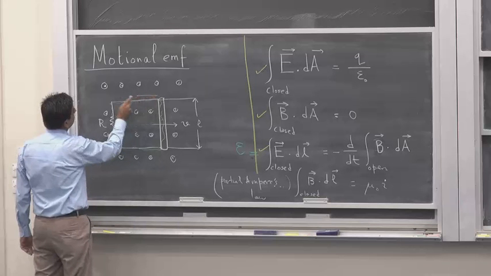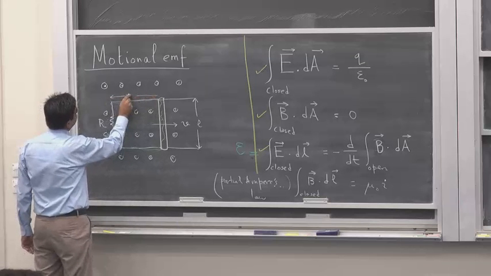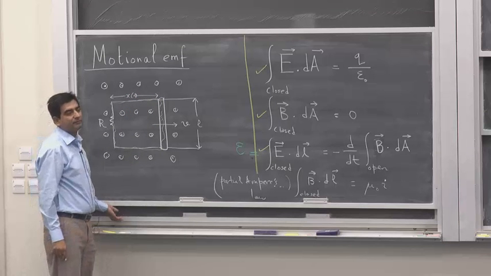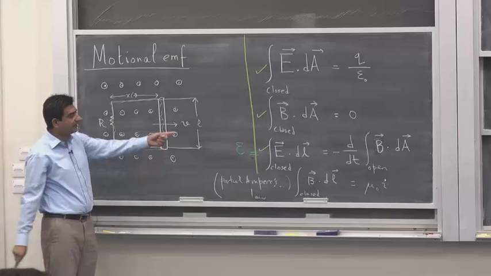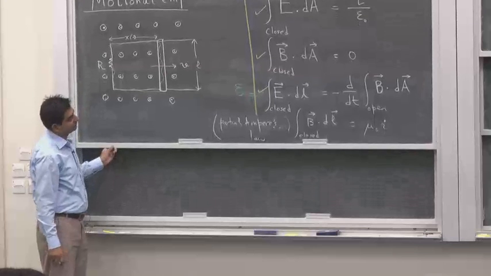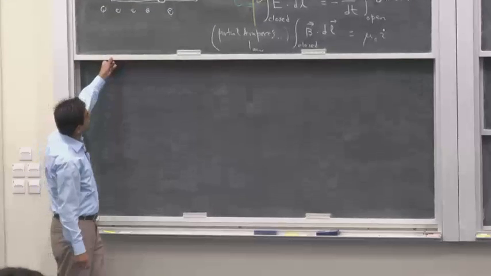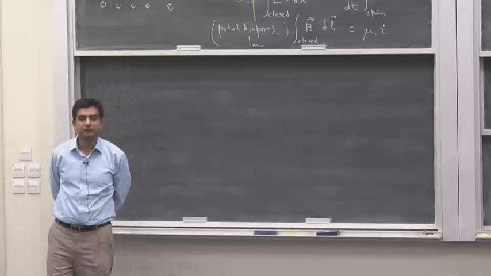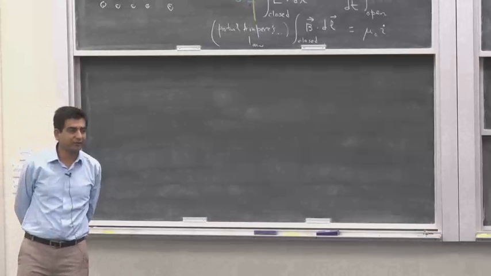Suppose this is x, which is a function of time. Could you find out the right hand side of the equation? What EMF is induced? What's the area as a function of time?